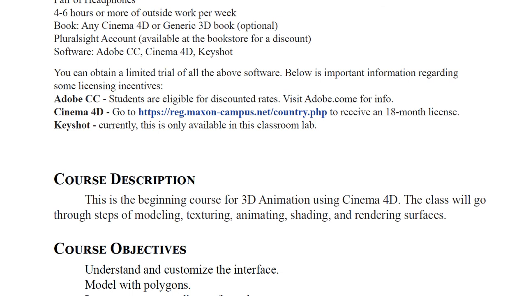Is getting Pluralsight mandatory? Nope, it's not required for this class. It's just a good thing to have. It's just a good reference. Just a good reference, yep. Especially because going back to those dots, right?